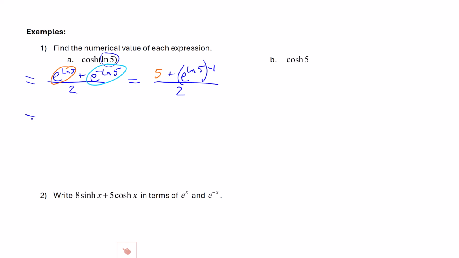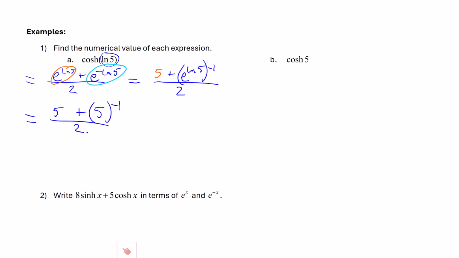Now let's take another step in this. So our numerator has the first term of 5. That's going to stay as is. But then for our second term in the numerator, we have e to the ln of 5. Well, that's also just 5. But now that was in parentheses raised to the negative 1 power, so we should keep that as is, and this is all over 2.